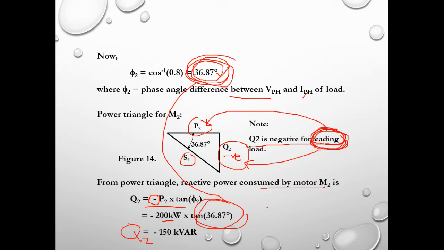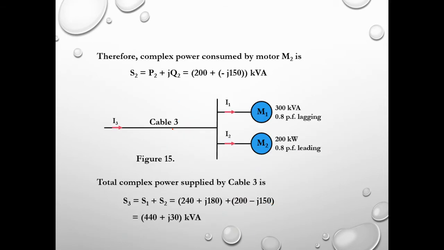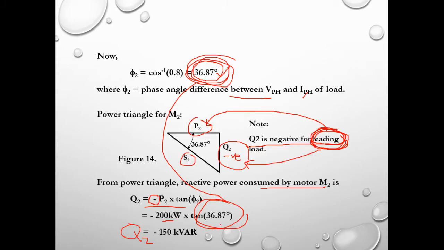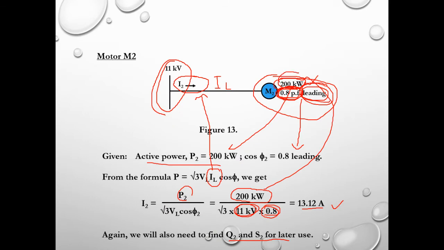So the next step is to calculate S2. We don't need to calculate, we just collect from the previous analysis. S2 is equal to P2 plus jQ2, and put into this equation 200 kilowatt and minus j150 kilowatt from here, and from here the question P.